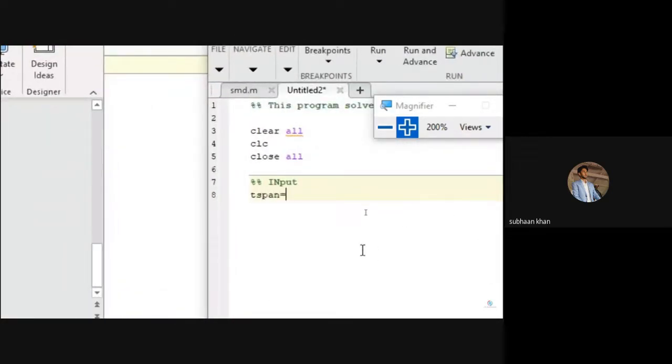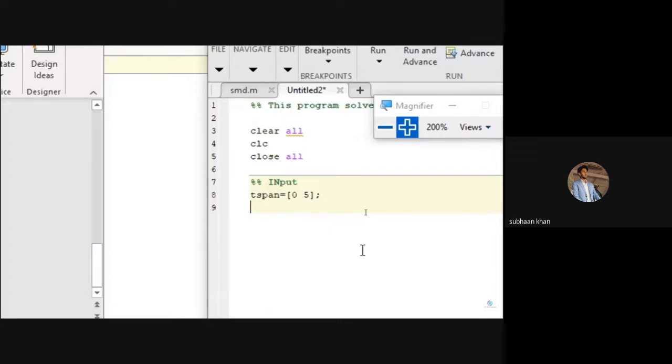T span I will initially define. I'm going to start with 0 second to maybe 5 seconds or something, up to 5. That is the maximum time up to which I want to simulate it.